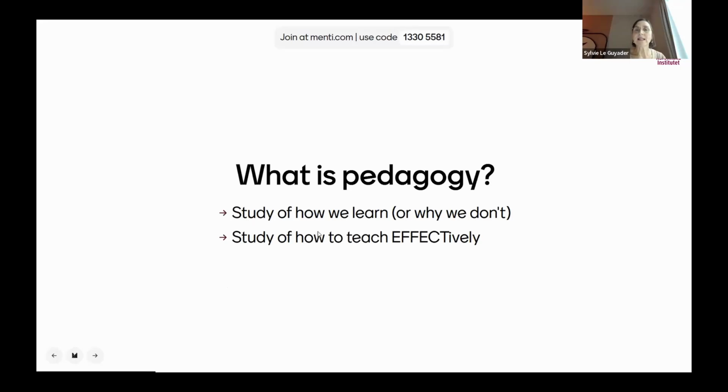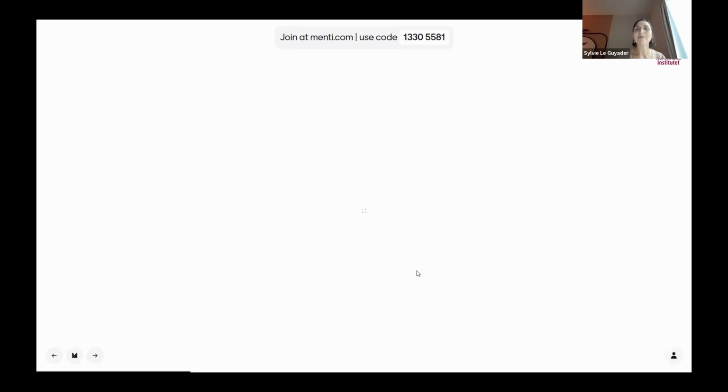So pedagogy is basically the study of how we learn, and what hurts is why we don't learn when we would like to learn. And also it's the study of how to teach with effect, so effectively actually change the person you're teaching.